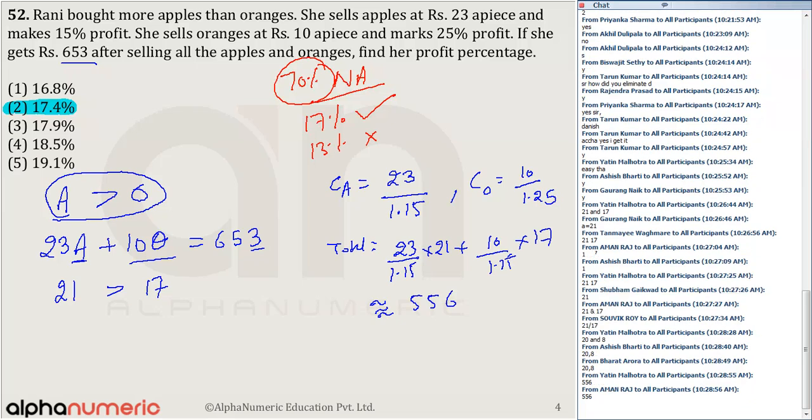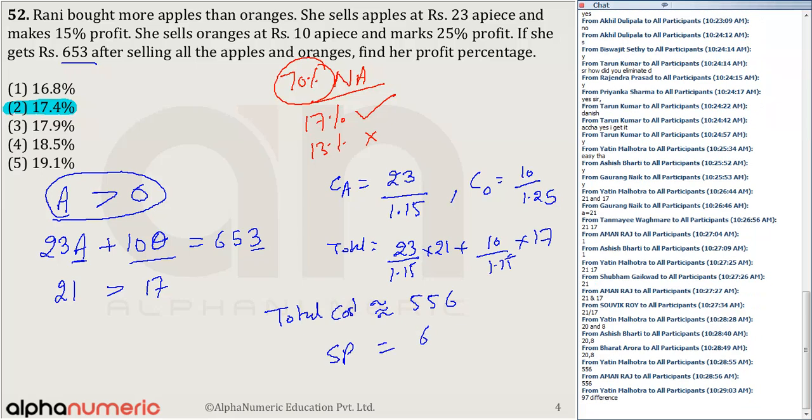This is the total cost. SP is equal to 653. So percentage profit is 653 minus 556, which is equal to 97. So 97 upon 556, which is approximately 17.4%. So the answer of this question is option number 2, which is 17.4%.